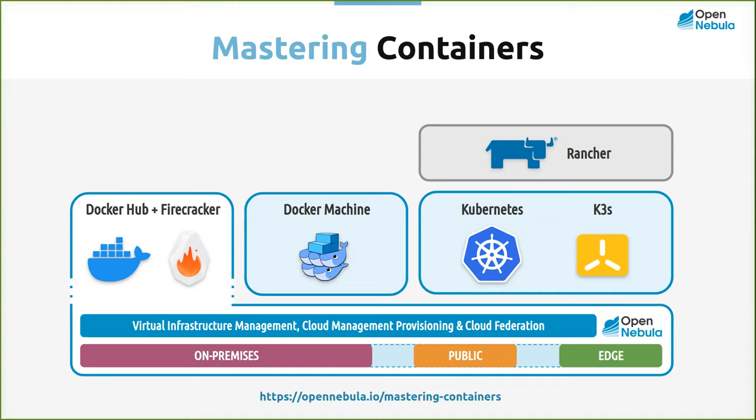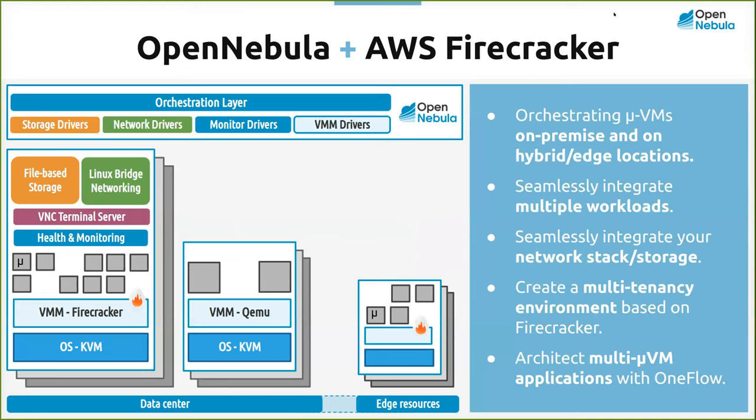But OpenNebula also integrates with an appliance for Kubernetes based on a virtual machine. We also have a driver for Docker Machine that can be used with Rancher. But today what we are going to talk about is how to use Firecracker plus Docker Hub to deploy, for example, Kubernetes clusters.